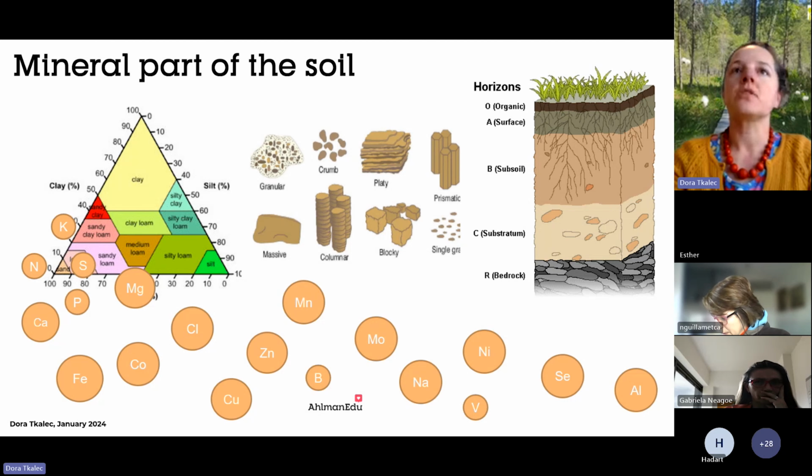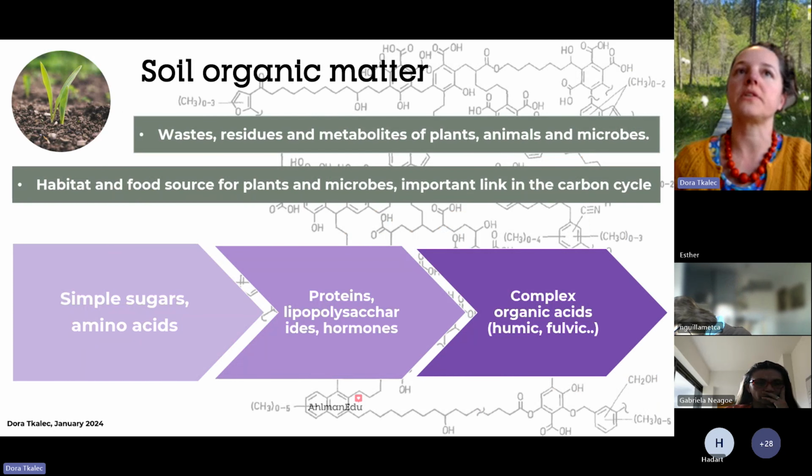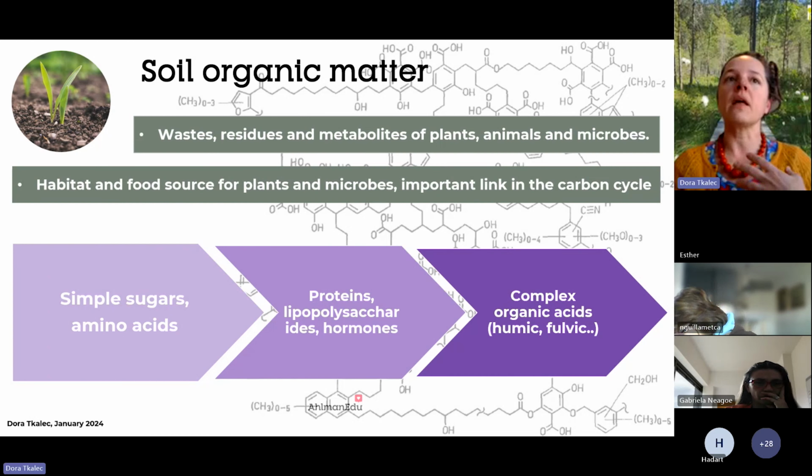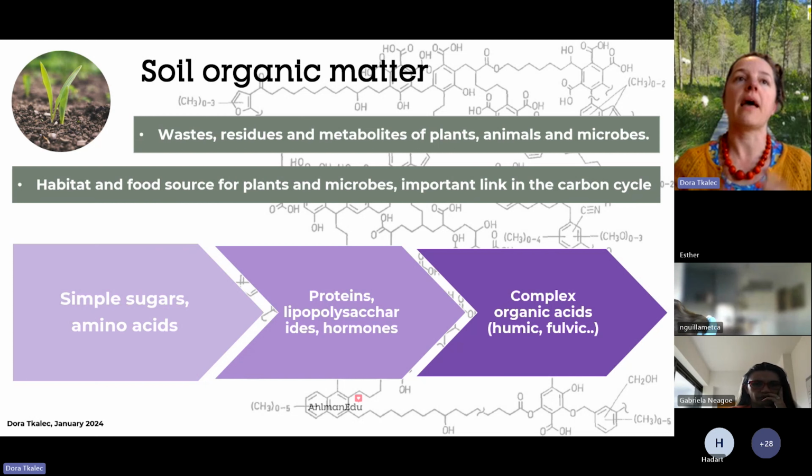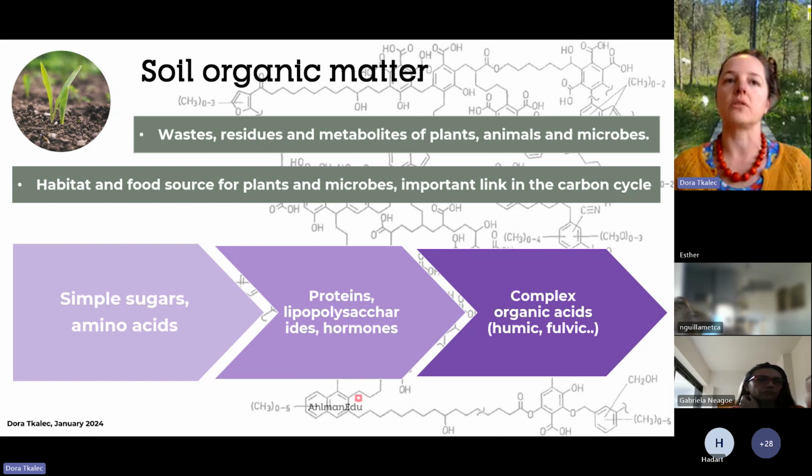particles. The other part of the soil, which we have only recently started to pay attention to, is the soil organic matter. When we talk about that, we usually talk about soil organic matter as wastes and residues of plants, animals, and microbes. At the same time, it is a habitat and food source for plants and microbes, and it's a really important link in the carbon cycle. We have different structures of soil organic matter: simple sugars and amino acids that are readily available to be taken in by plants or microbes. But then, with the help of the microbes, the organic matter over time becomes more and more complex until it's stable. It's stable until we disturb the soil, of course.